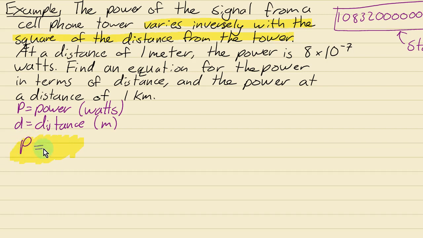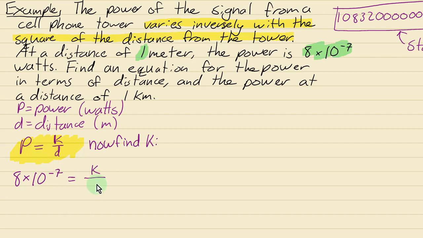It'll look like P equals K over D. But now we have to find out what K is that makes this work. And to find K, we're going to plug in the values that we know about. One value of D is 1 meter, and one value of P is 8 times 10 to the negative 7 watts. So let's plug those in here to get a value of K. K is unknown, but we do know one P and D here, so that's going to be K over 1.